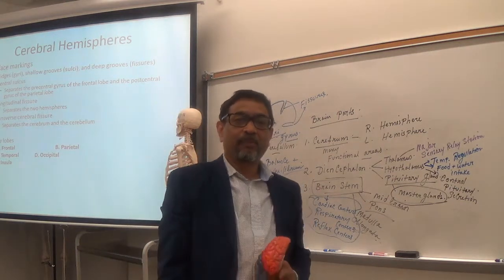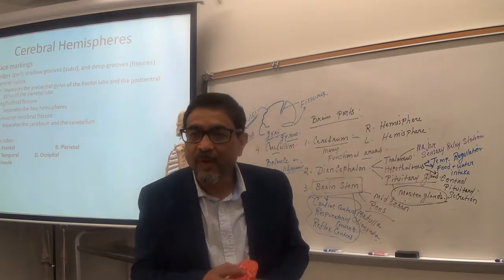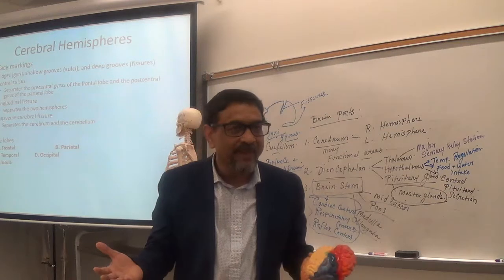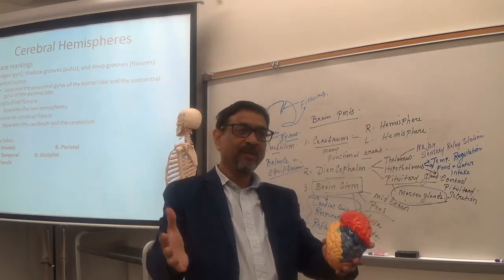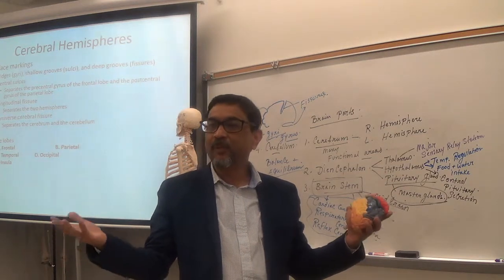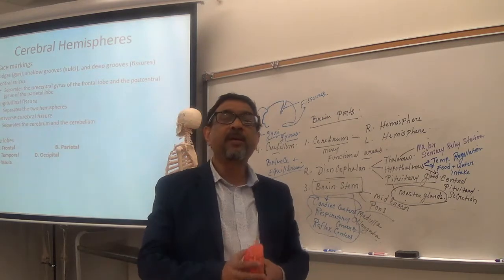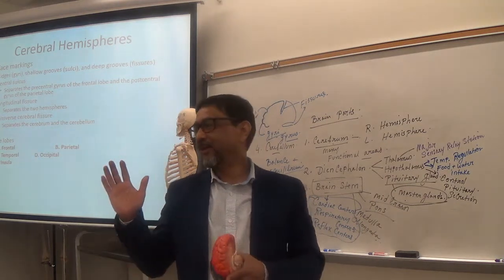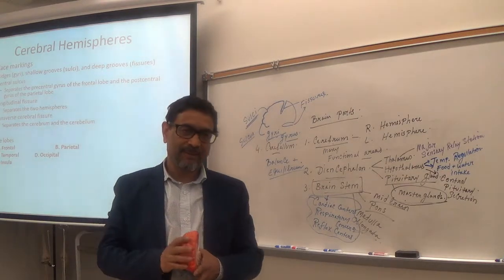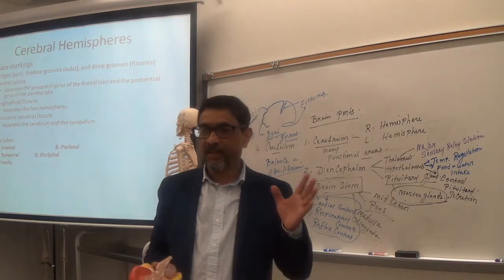The surface area, more means what? More neurons are there. Make sense? More surface area means more neurons, more cells. That's how your brain can hold, inside the brain, 100 billion of neurons. 100 billion of neurons. Not million or trillion.